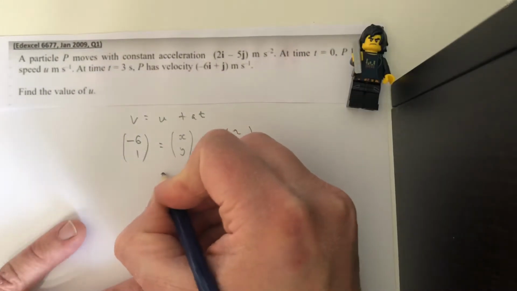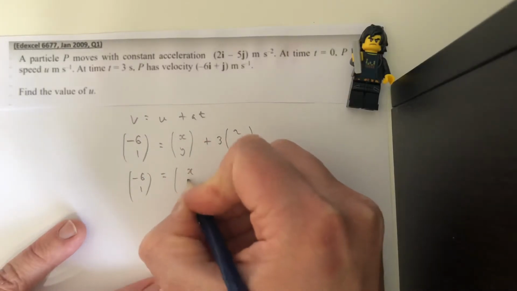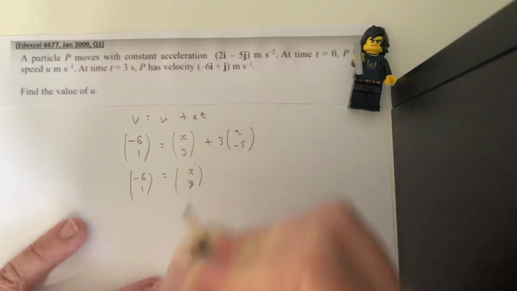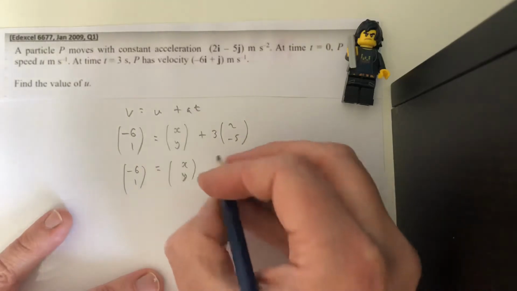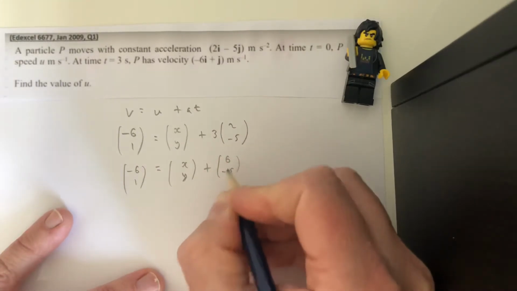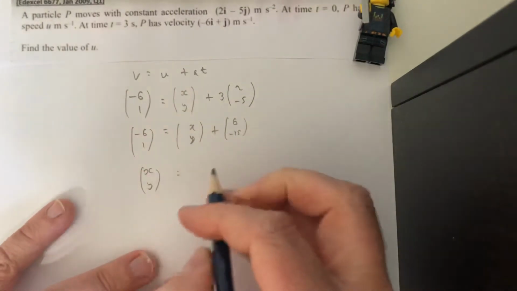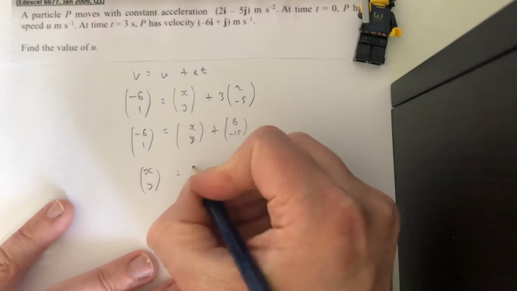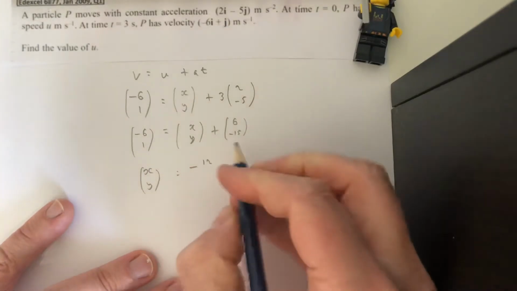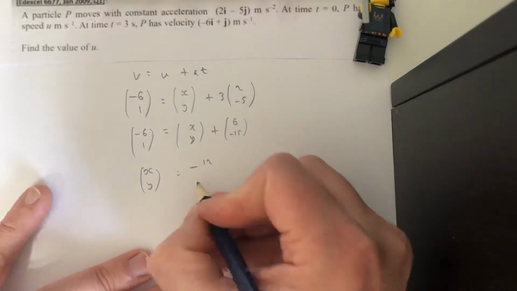So if we just tidy this up a little bit, minus 6, 1 is equal to x, y plus 3 2s are 6, 3 minus 5s are minus 15. We shift all that onto the other side, take it away. So minus 6 is going to be minus 12. And 1 minus minus 15 is 1 plus 15, which is going to give us 16.